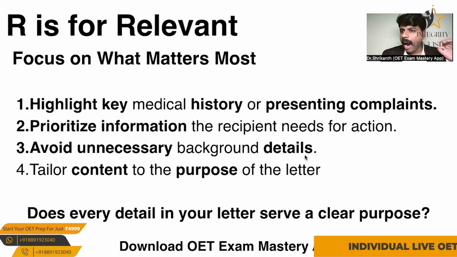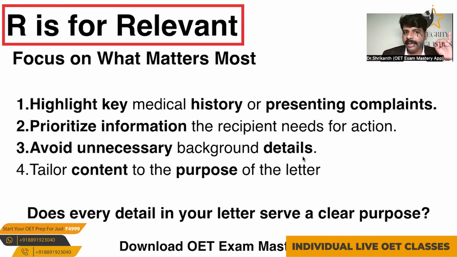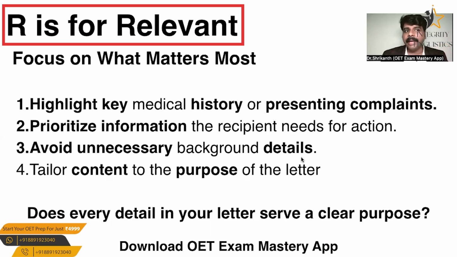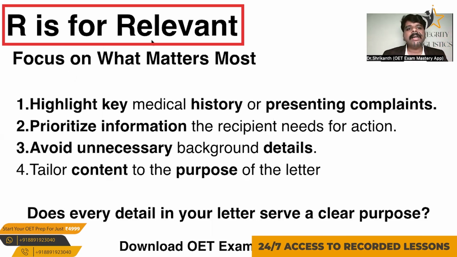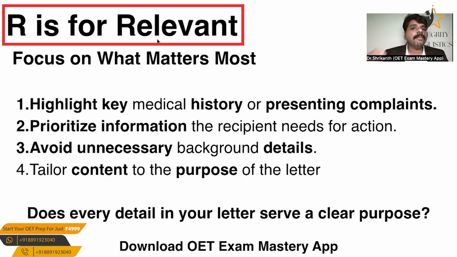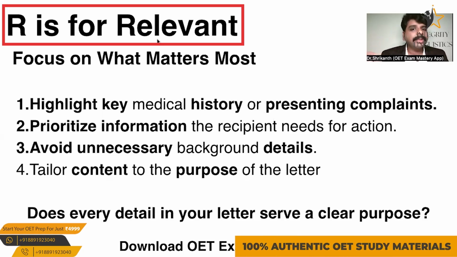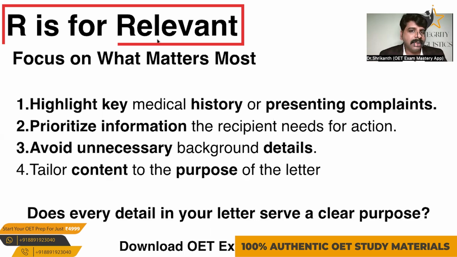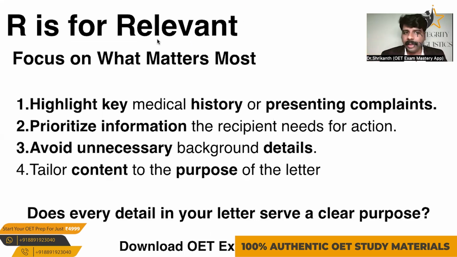So that is accuracy. Now, R. So we discussed C, which is clarity. We discussed A, which is accuracy. And now R. R is for relevant. Now, this is a very important keyword, and it has been mentioned in the instructions of your OET writing patient case note as well as writing task. And I have showed you that as well.